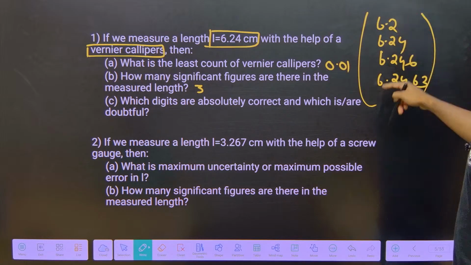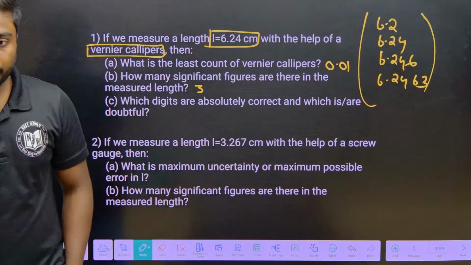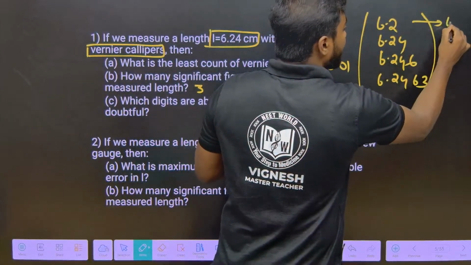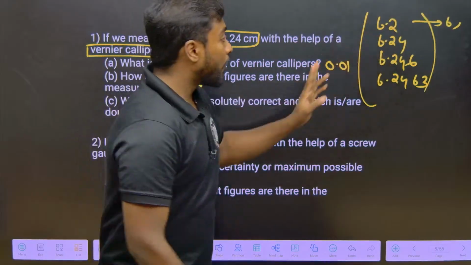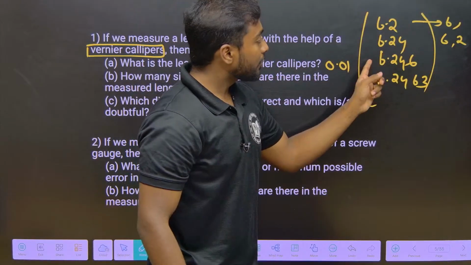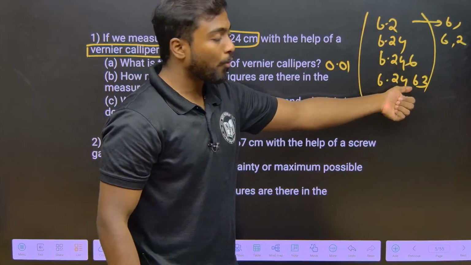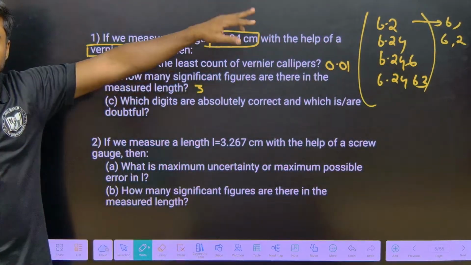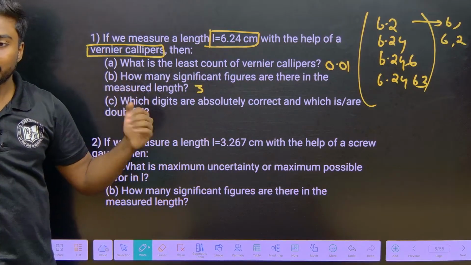Which are the absolutely correct values? For the first one, correct is 6 and doubtful is 2. For the second one, 6 and 2 are correct, doubtful is 4. For the third one, 6, 2, 4 are correct, doubtful is 6. For the fourth one, 6, 2, 4, 6 are correct, doubtful is 3. So the last number will be doubtful and the previous numbers are absolutely correct.